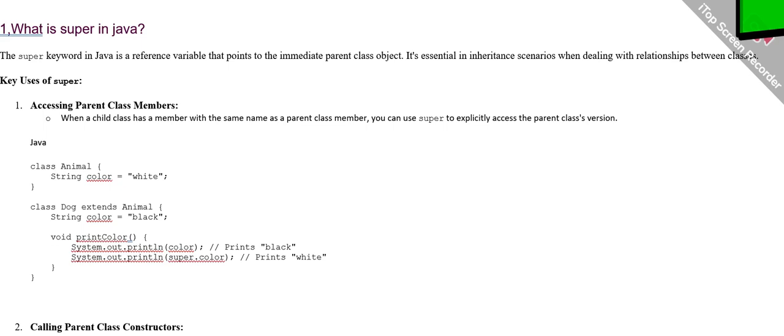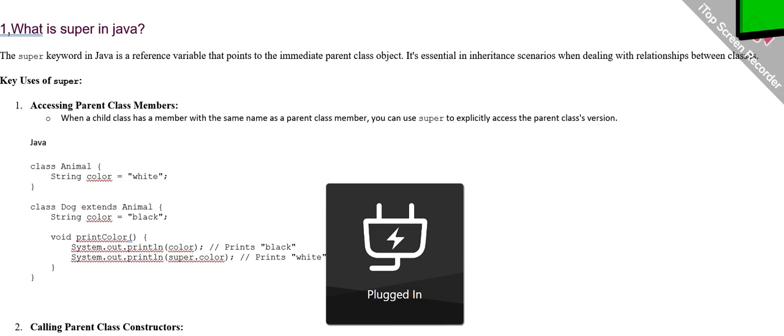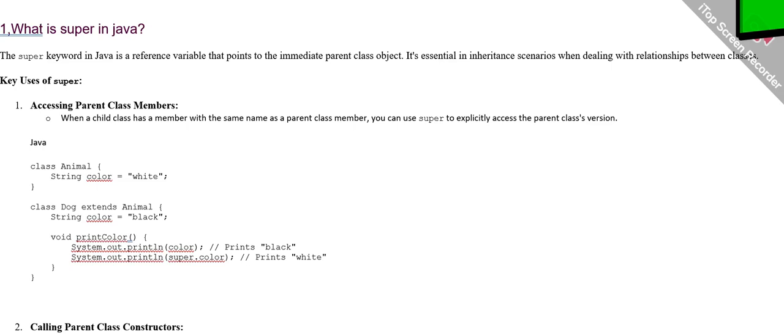Accessing parent class members. When a child class has a member with the same name as a parent class member, you can use super to explicitly access the parent class's version. Java. Class Animal. String color = "white". Class Dog extends Animal. String color = "black".